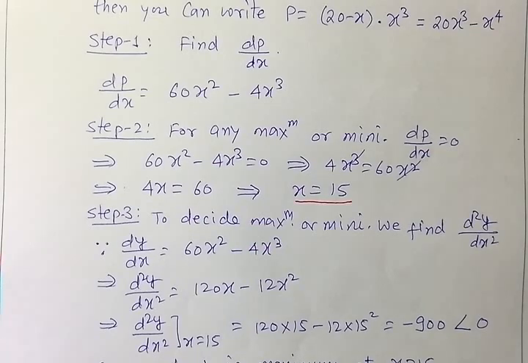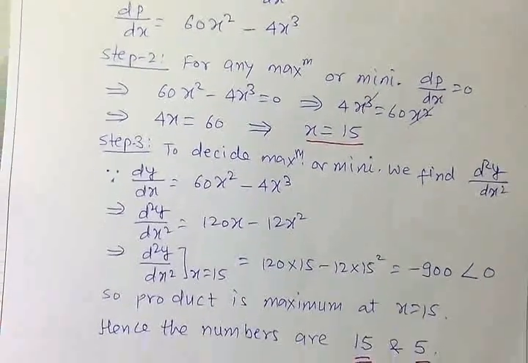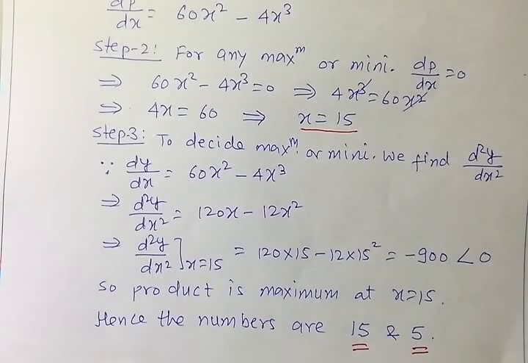So what does this negative sign indicate? It indicates that there is a maxima at x is equal to 15. So it is proved that the product will be maximum at x is equal to 15. So one number is 15. What is the other part? 20 minus 15, so it becomes 5. Hence the numbers are 15 and 5. That is the final answer.